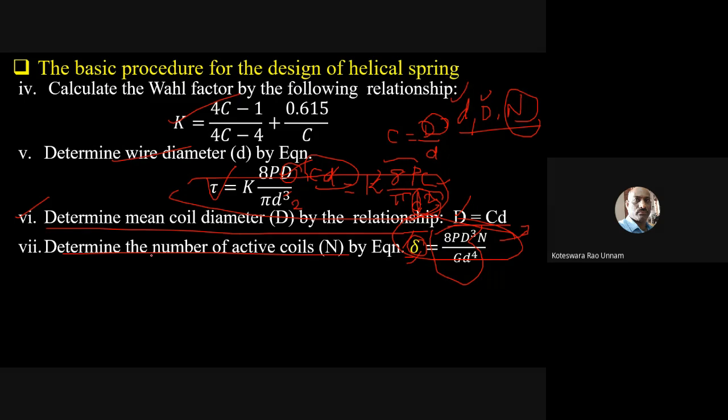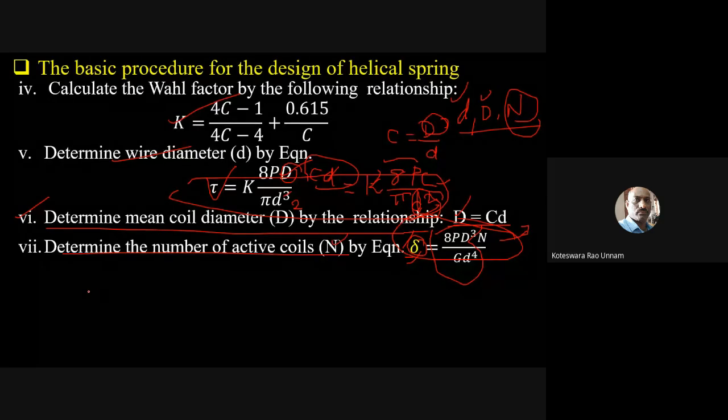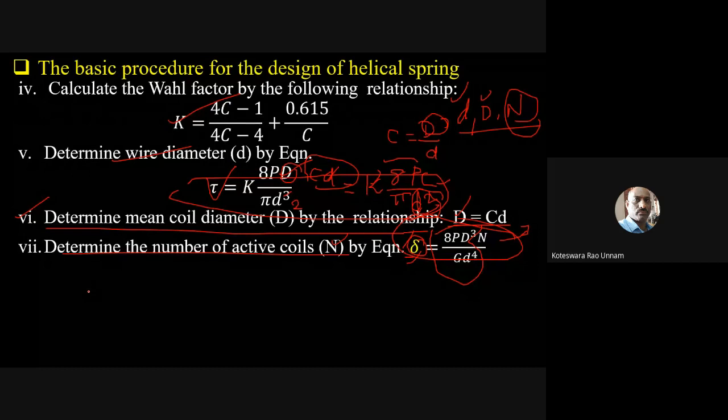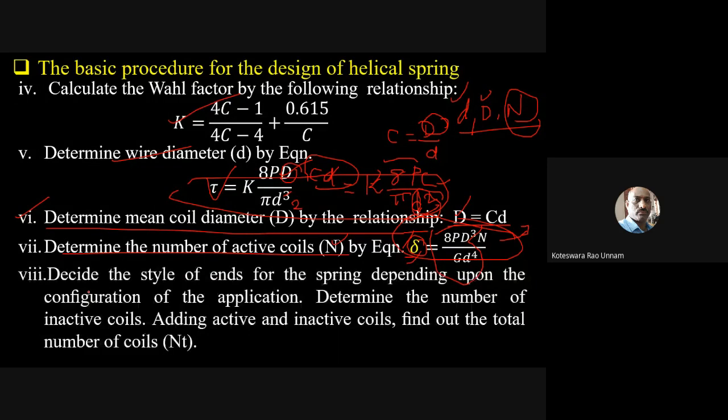Once I have estimated the number of active coils, I will go for different end styles. I'll choose a particular end style as per my requirement. Based on that, I'll calculate the total number of coils. So that is the next step.